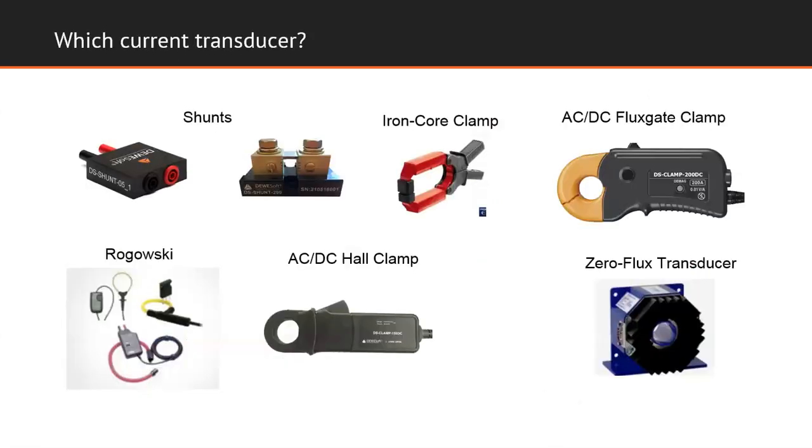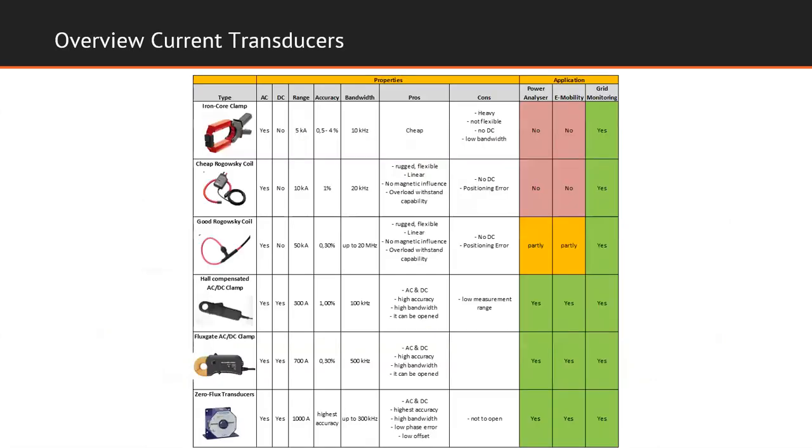Then let's talk about current transducers. We are able to connect these different current transducers to our system directly. So we have the possibilities to add shunts, iron coil clamps, AC-DC flux gate clamps, Rogowski coils, AC-DC Hall clamps, or zero flux transducers. So depending on the application, we should use the correct current transducer.